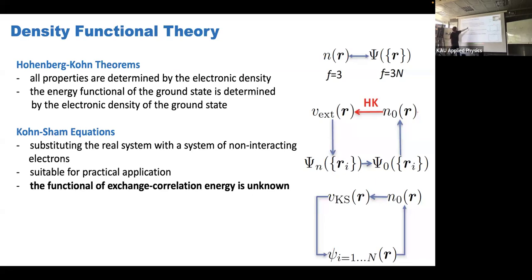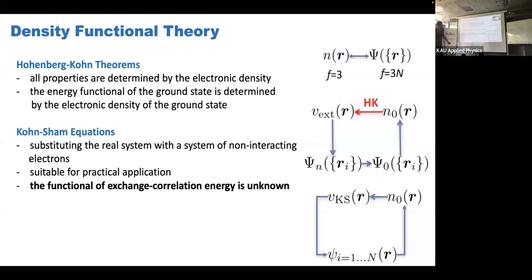The energy functional of the ground state, the lowest energy state, is determined by the electronic density of the ground state. So if you know the electronic density of the lowest energy state, we know the energy of the ground state. So we don't have, for example, 2 different energies for the same ground state. We have only one ground state energy for one ground state electronic density. And the Kohn-Sham equations are a way to solve it in an iterative manner.